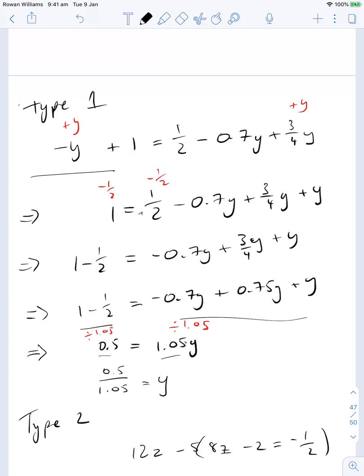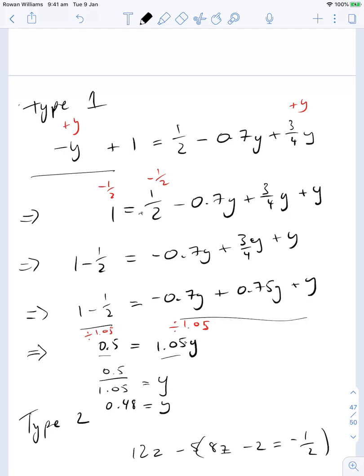Now I can just solve that. 0.05 divided by 1.05 will equal, y equals 0.48. So that's going to be my answer for that one. So that's our first type of equation.